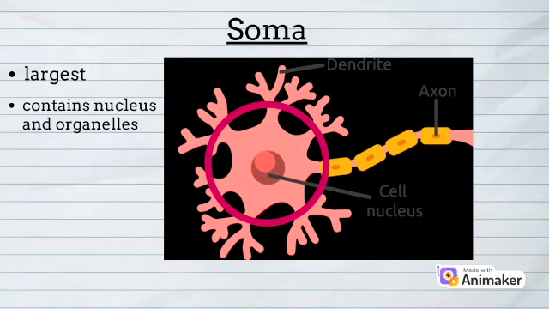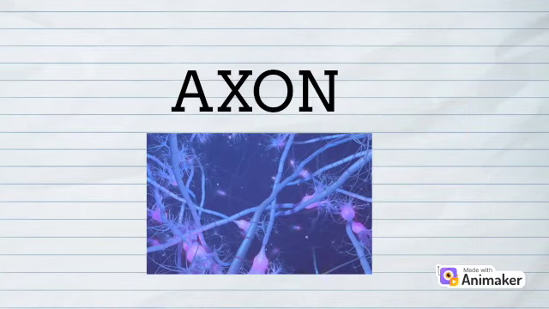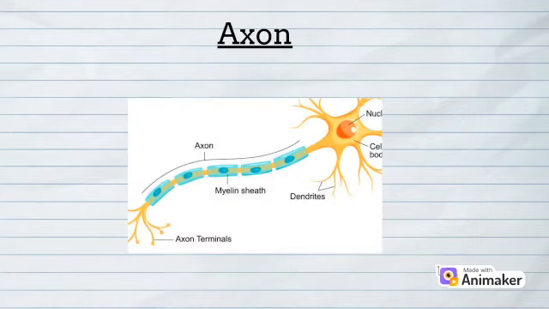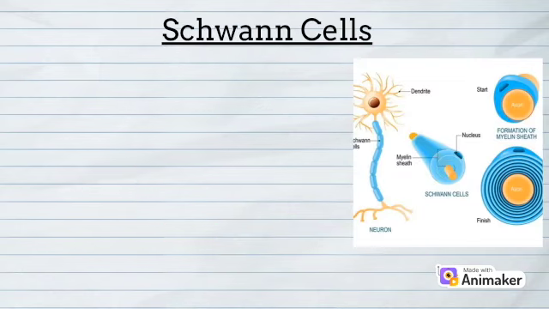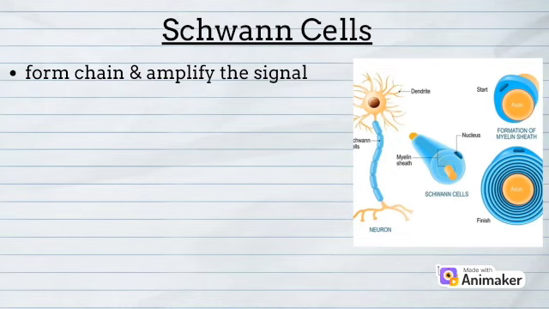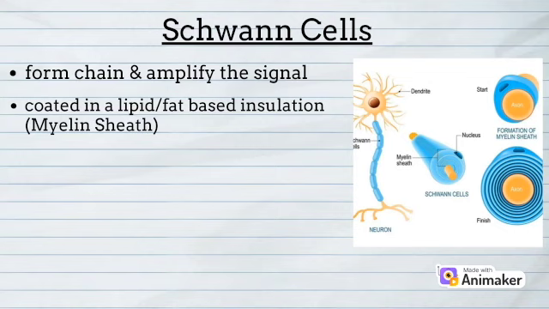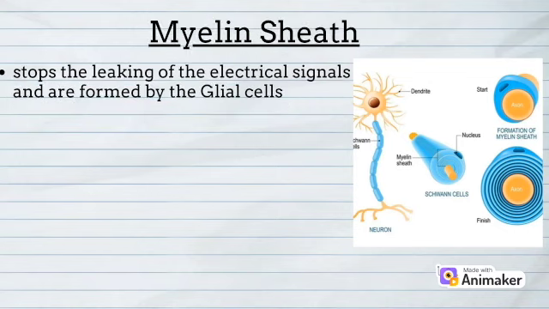Once the message is transferred to the soma, it travels down the axon. The axon is the conduit that communicates the signal down the neuron and away from the cell body. On it, there are Schwann cells. These cells form a chain and amplify the nervous signal. Schwann cells are coated in a lipid, fat-based insulation called the myelin sheath. This insulation stops the leaking of the electrical signals and is formed by the glial cells.